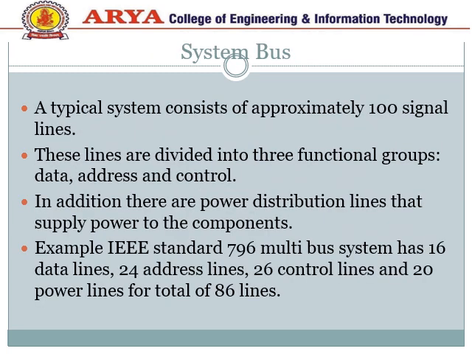A typical system consists of approximately 100 signal lines. These lines are divided into three functional groups: data, address and control. It means data lines, address lines and control lines. In addition, there are power distribution lines that supply power to the components. For example, the IEEE standard 796 multibus system has 16 data lines, 24 address lines, 26 control lines and 20 power lines, for a total of 86 lines.